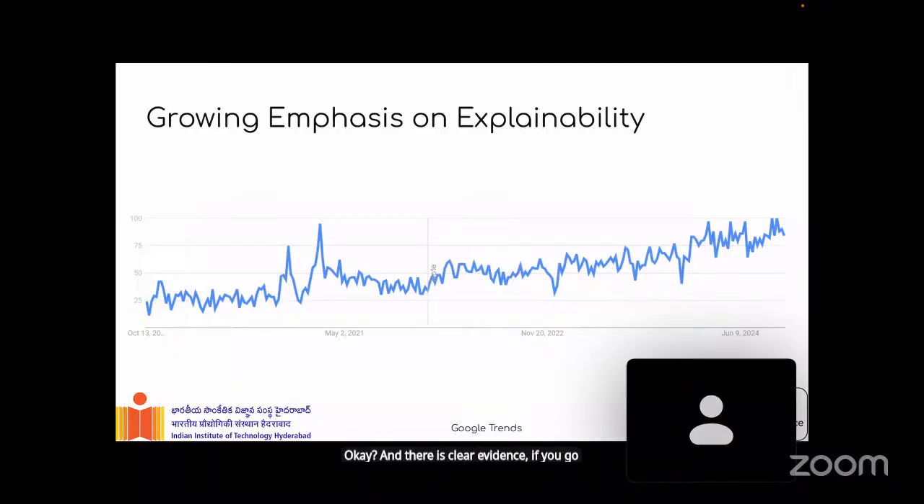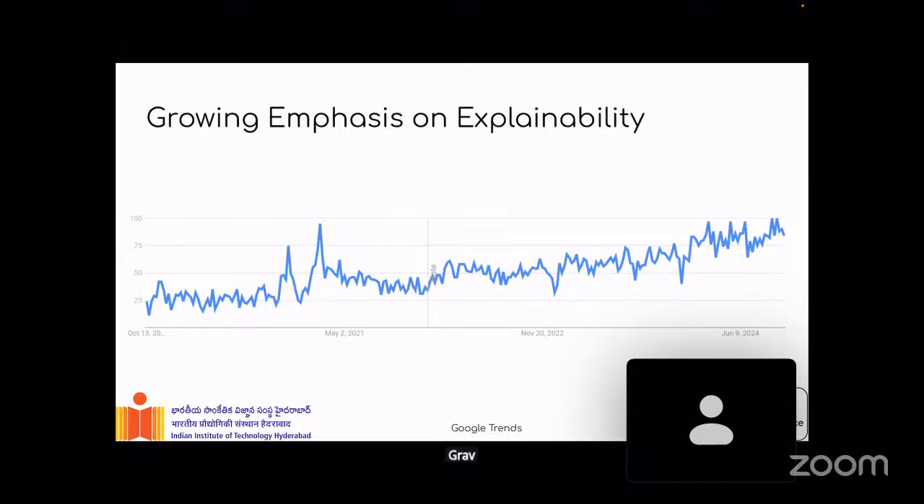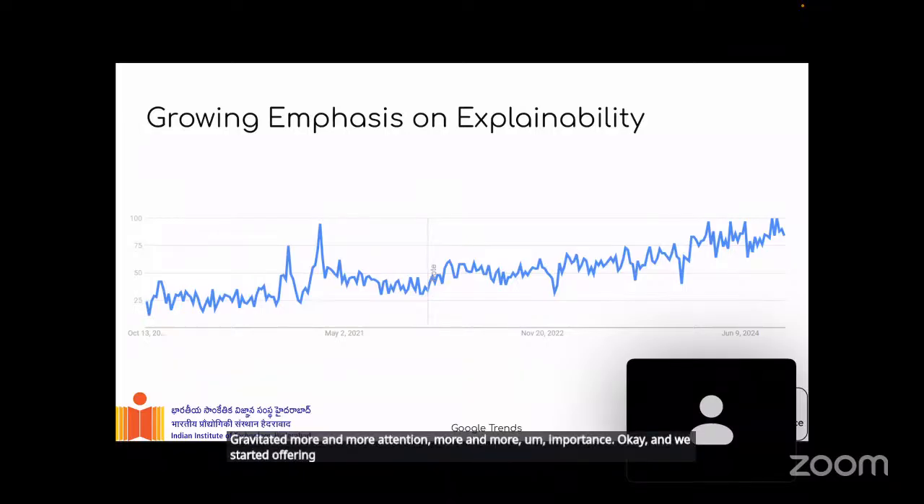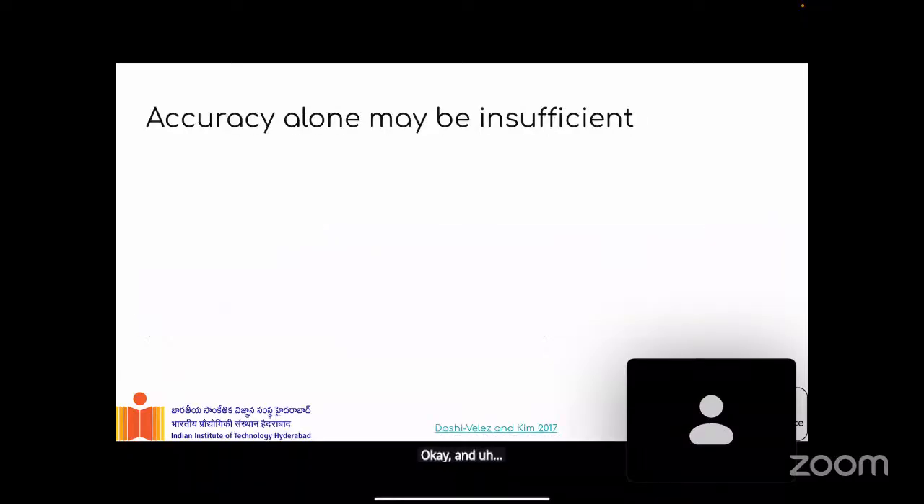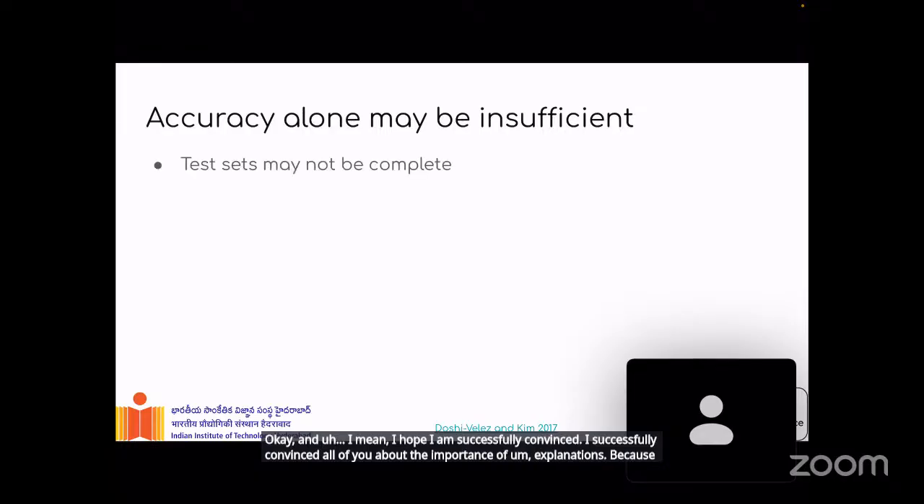And there is clear evidence. If you go to Google Trends, in the last 5 years, from 2019 to 2024, explainability has attracted more and more attention, more and more importance. And we started offering an explainability course at IIT Hyderabad for the last 3 years. I hope I have successfully convinced all of you about the importance of explanations, because accuracy alone may not be sufficient.